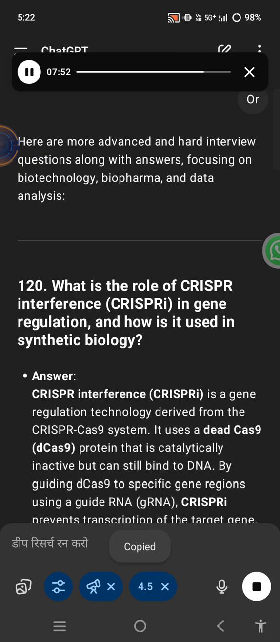Gene drives have the potential to revolutionize pest control and genetic conservation, but also raise ethical and ecological concerns. 44. What is the role of biomaterials in medical devices and regenerative medicine? Answer. Biomaterials are materials designed to interact with biological systems for medical purposes.